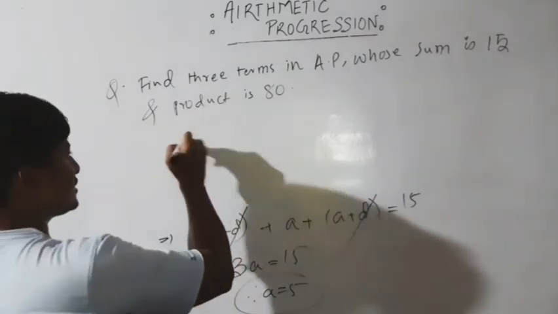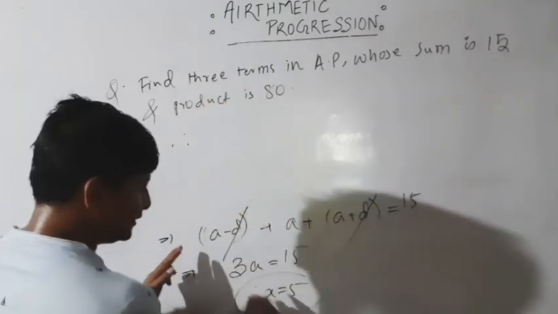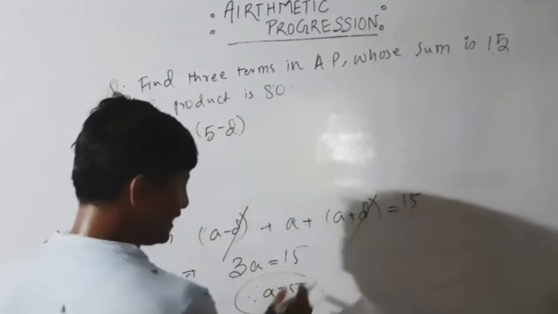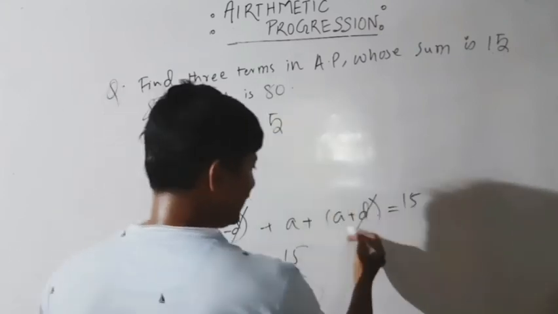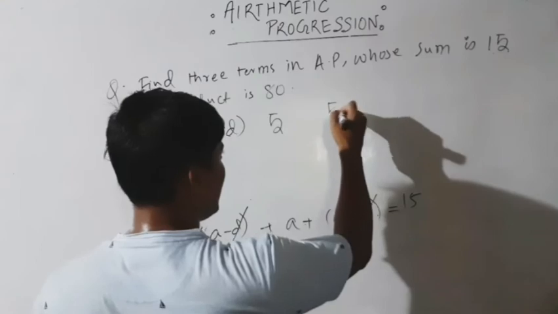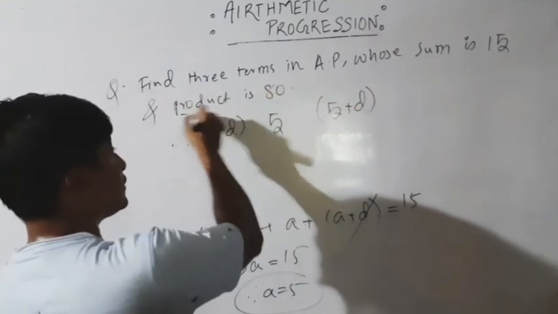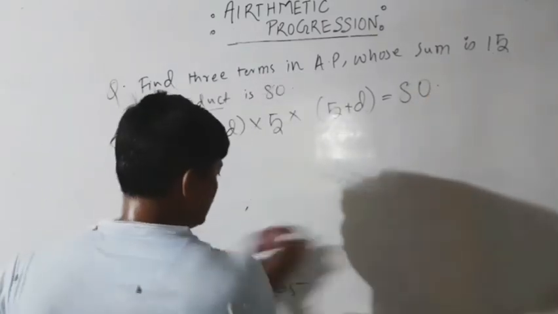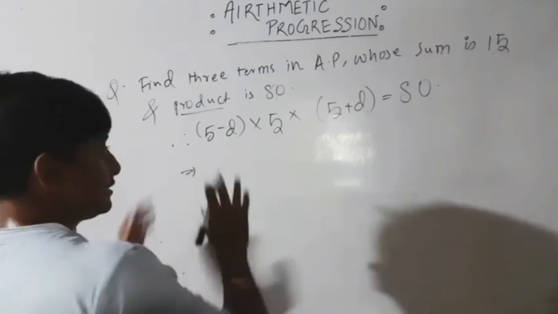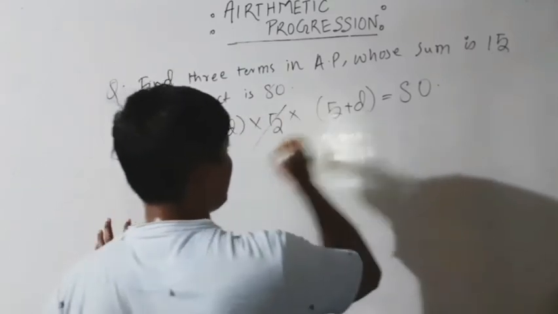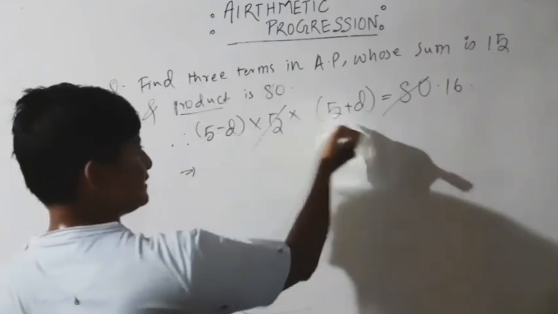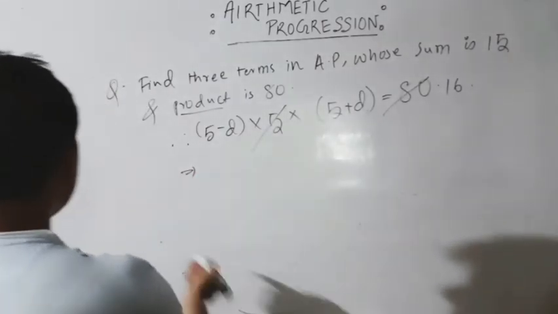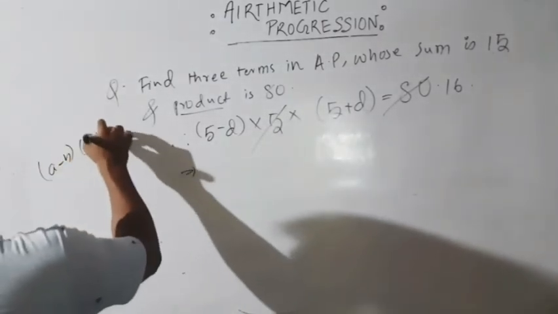Now about the product. The first number, in place of a, if I write 5, will be 5 minus d. The middle term is a, so I can write 5 directly. The third term, a plus d, will be 5 plus d. Now they are telling me to do the product, that means multiply, and the answer will be 80. From here, this part is also clean, because if I cancel this 5 with 80, it will give me 16, and the remaining comes into the format of a minus b and a plus b.